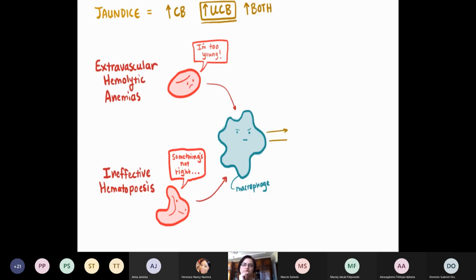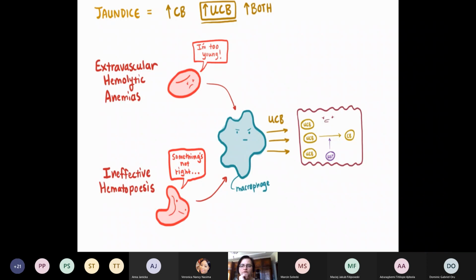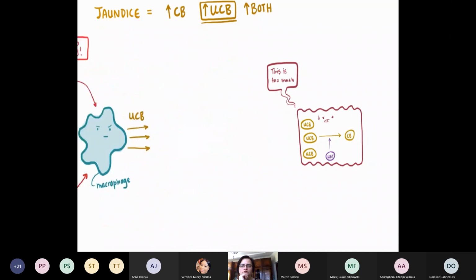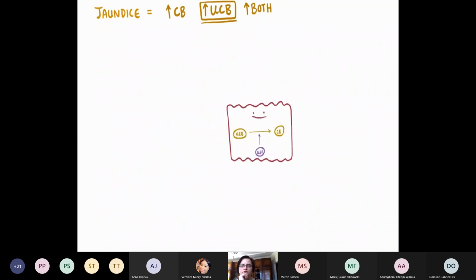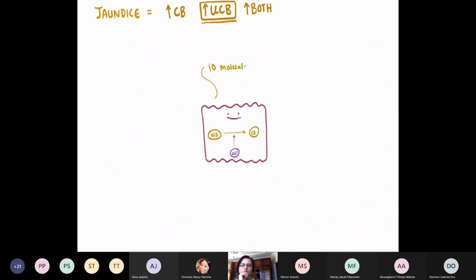In both cases, the red blood cells are broken down, right? Causing high levels of unconjugated bilirubin. Since your hepatocytes can only work so hard converting unconjugated bilirubin to conjugated bilirubin, they can get overwhelmed. As an imaginary example, say that this liver cell can conjugate 10 molecules of unconjugated bilirubin per minute, max. But normally they only see 5, so that's easy.